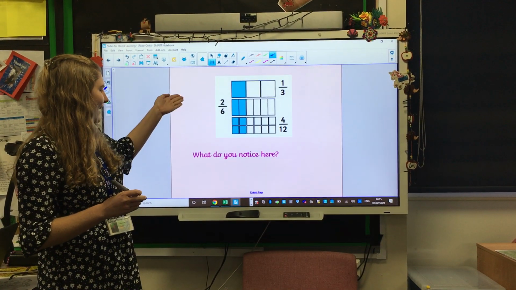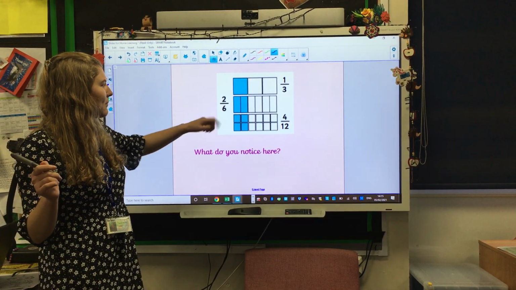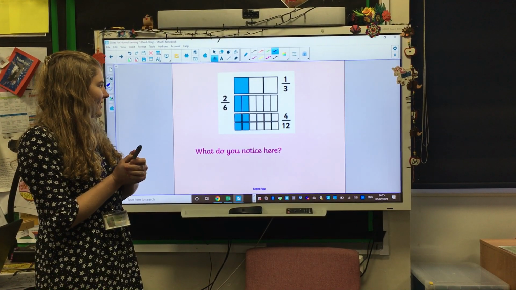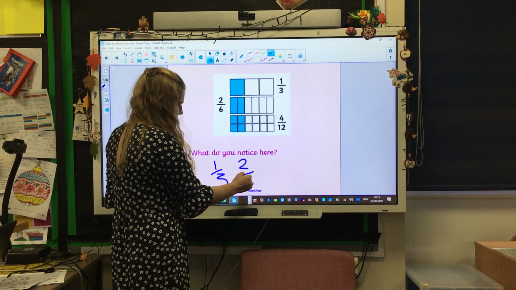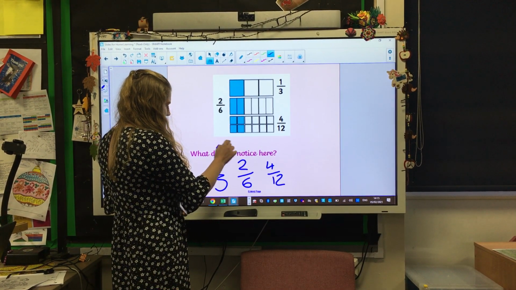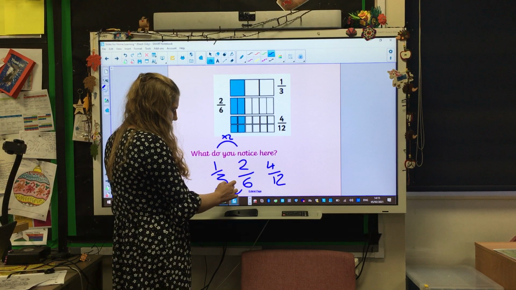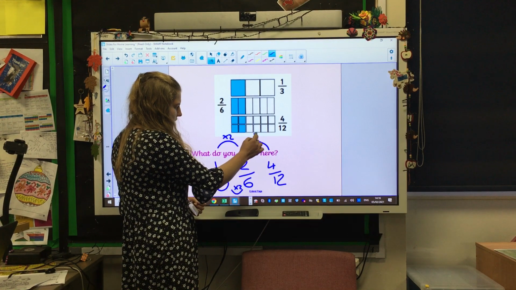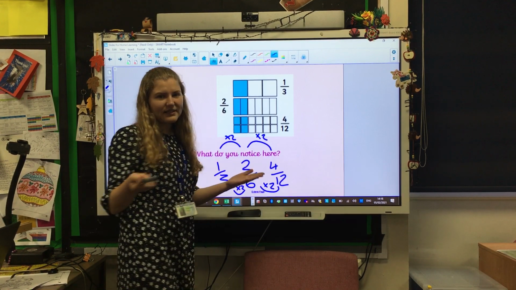Right, here we go again. What do you notice here? We have got equivalent fractions. Can you see how the same amount of stuff is coloured in? And we can have a look at this. Let's write these out. So we've got 1/3, 2/6, and 4/12ths. Okay, if we times 1 by 2, we get 2. If we times 3 by 2, we get 6. And again here, if we times 2 by 2, we get 4. If we times 6 by 2, we get 12. That's how we know they're equivalent.